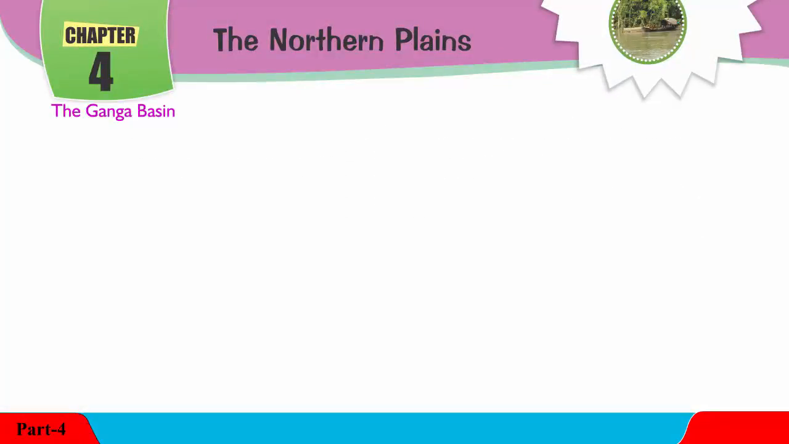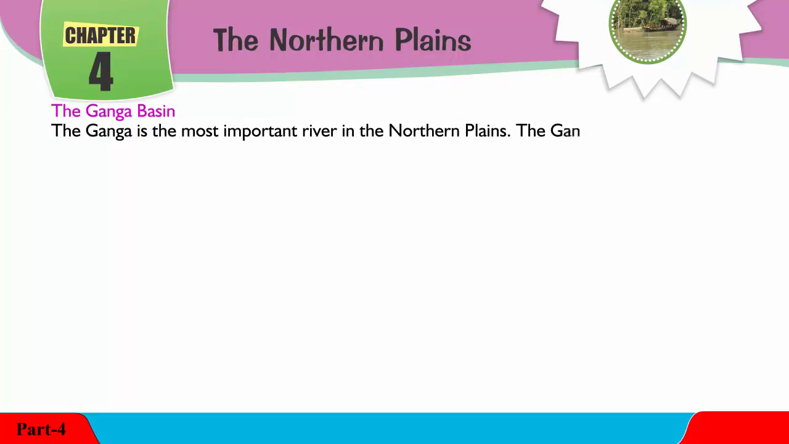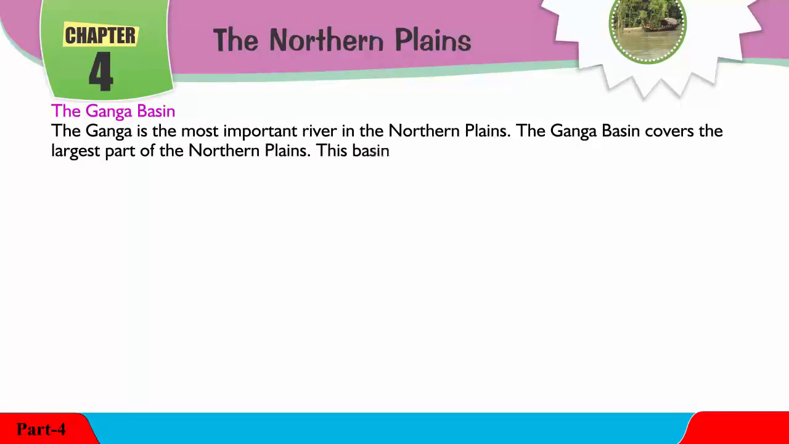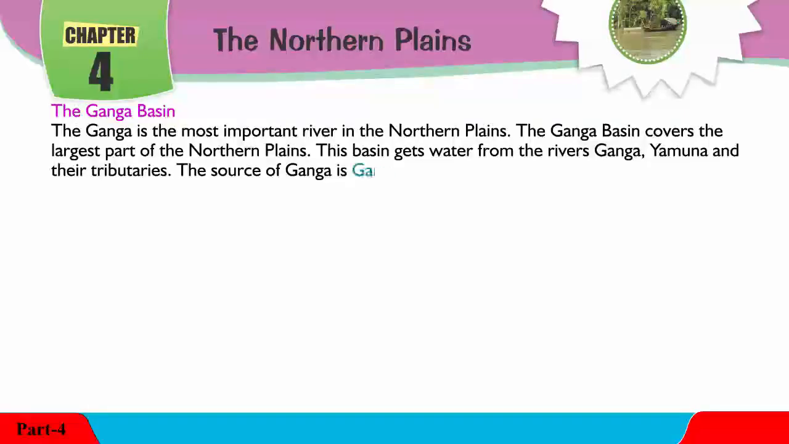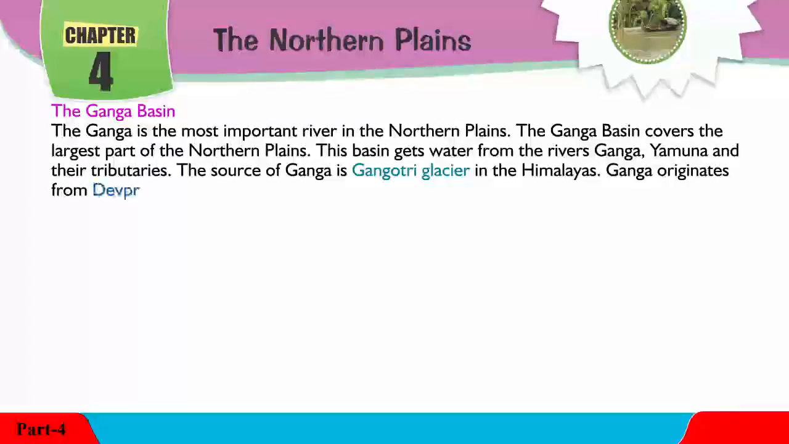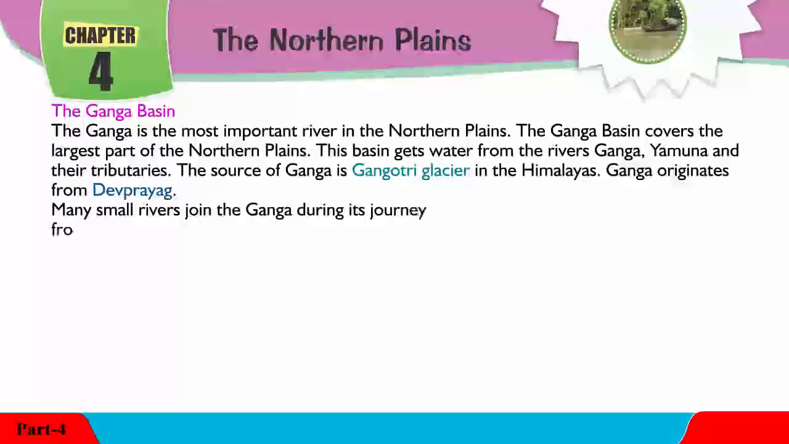The Ganga Basin. The Ganga is the most important river in the northern plains. The Ganga Basin covers the largest part of the northern plains. This basin gets water from the rivers Ganga, Yamuna, and their tributaries. The source of Ganga is Gangotri Glacier in the Himalayas. Ganga originates from Devprayag. Many small rivers join the Ganga during its journey from mountains to the plains.